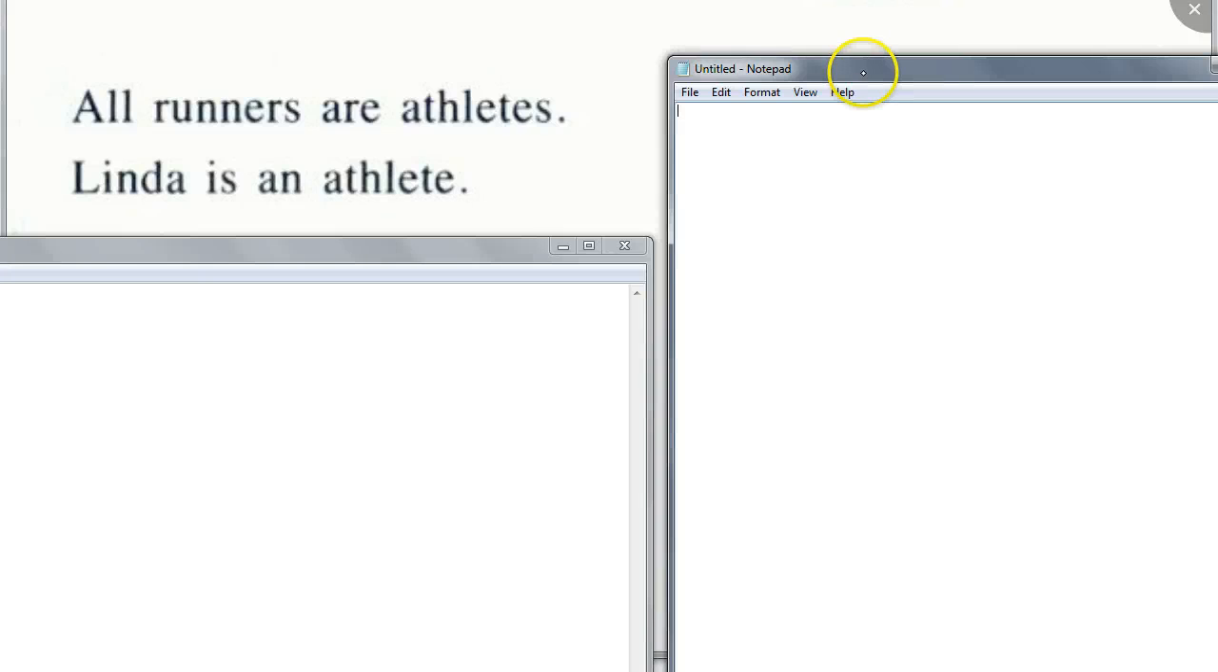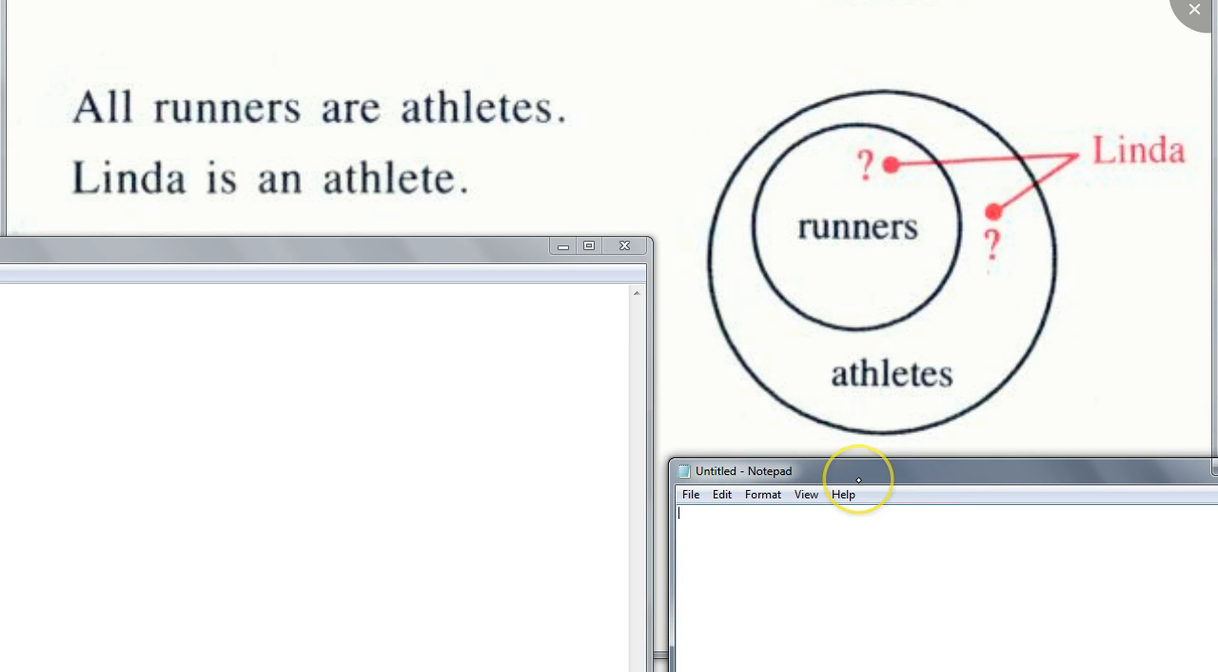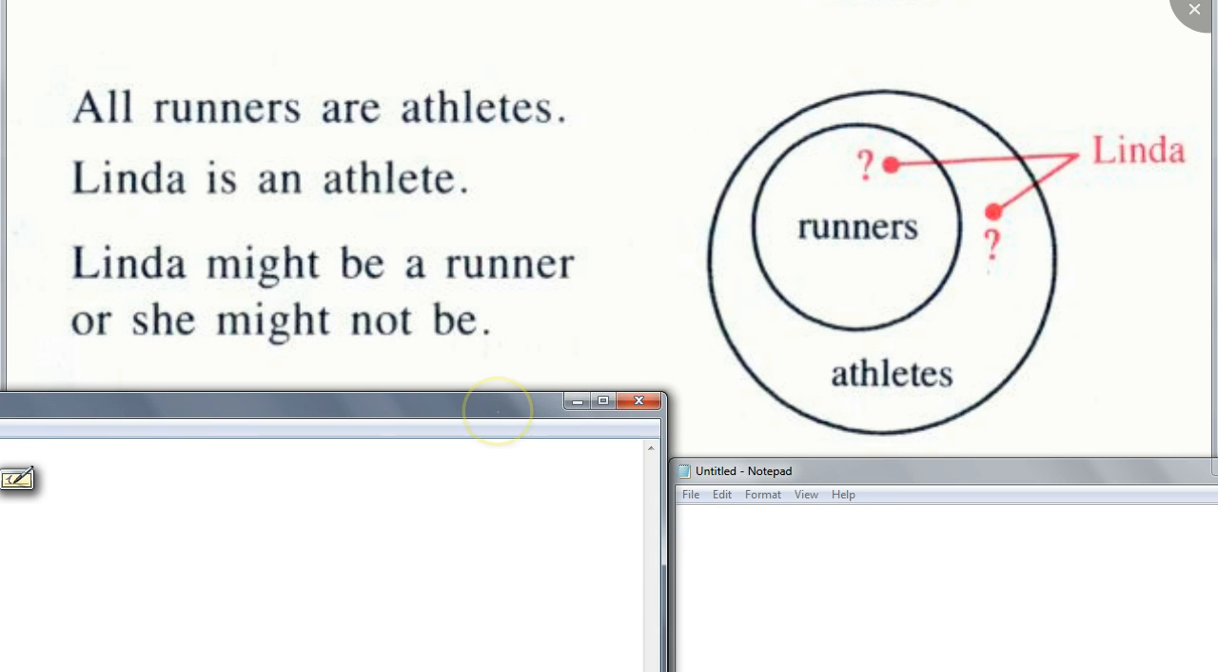We don't know because, look, here's the picture. It says Linda is an athlete, so Linda could be in here as a runner, or it could be outside of the circle of the runners. So you don't know, and you're right. She might be a runner or she may not be. We can't really draw a conclusion for that. Does that make sense?